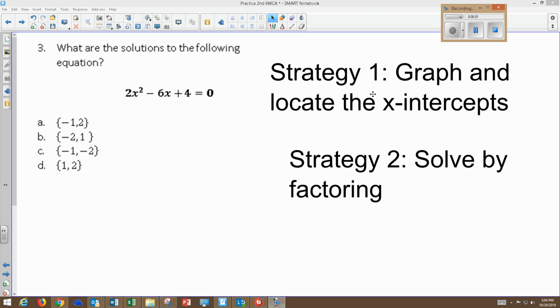Okay, suppose you want to know solutions to the following equation: 2x squared minus 6x plus 4 equals 0. All right, one strategy, and the fastest strategy, is to graph and locate the x-intercepts. So let's do that first.